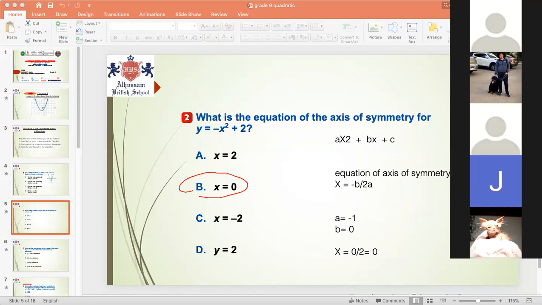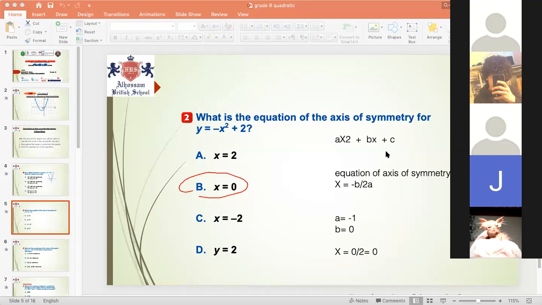So let me pick someone else. Yusuf. Yusuf, you get this, yeah, Yusuf? Yes, sir. This? Do you get the equation of axis of symmetry? Yes. Okay. Could you tell me what is the equation of axis of symmetry?